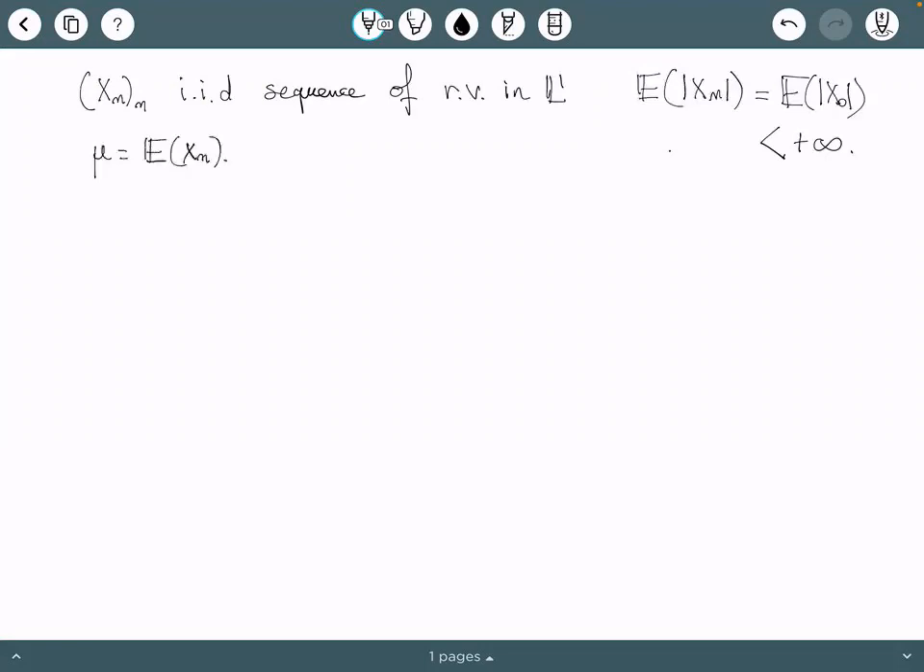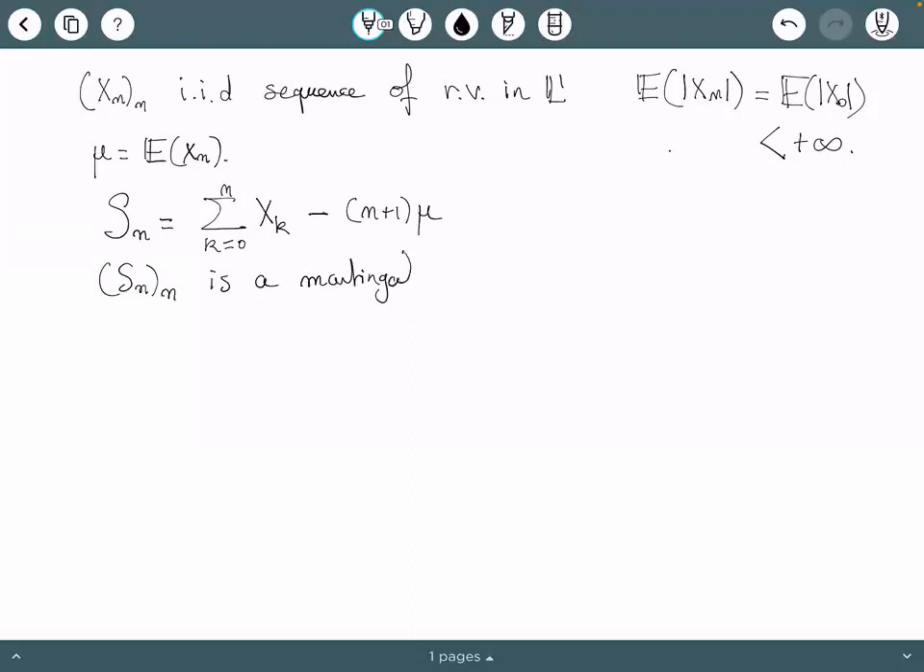Then if I define the process Sn, equal to the sum from k equals zero to n of Xk minus n plus one times mu, I claim that Sn is a martingale with respect to, well, each time you say martingale, you have to say with respect to which filtration. The definition of martingale needs the filtration. So what is the filtration? It is the natural filtration generated by the random variables X0 to Xn, which I call Fn^X, the natural filtration.